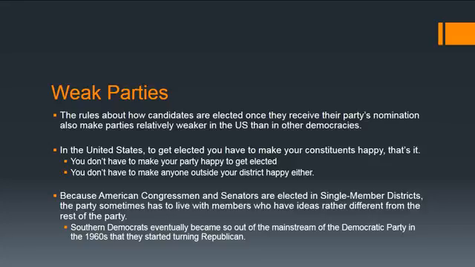And what this means is that each party has congressmen and senators who don't necessarily always play ball and are generally more independent-minded. One example of this is the Southern Democrats, who eventually became so out of the mainstream of the Democratic Party in the 1960s that they started basically becoming Republicans. So Southern Democrats, very conservative, particularly on social issues, ended up in the Republican Party by the 1990s. And this sort of drift made life a little bit tough for the Democratic Party, because the Democratic Party platform had to reconcile very, very different points of view from the 1960s to the 1980s.